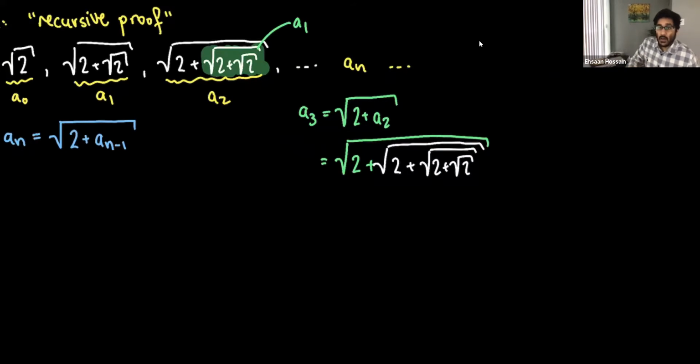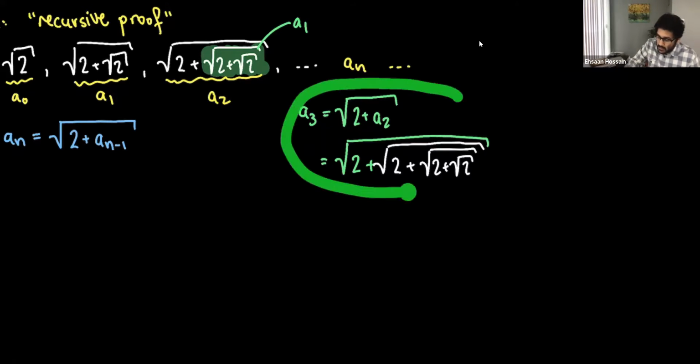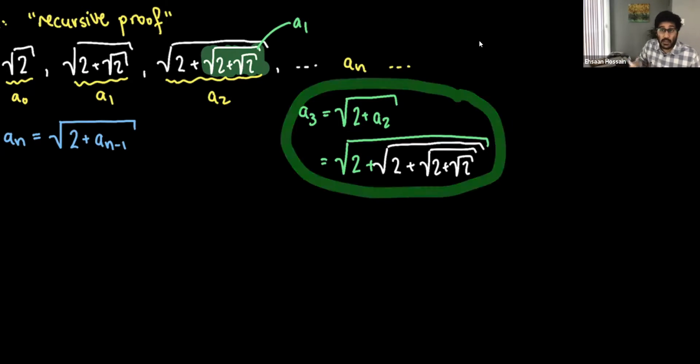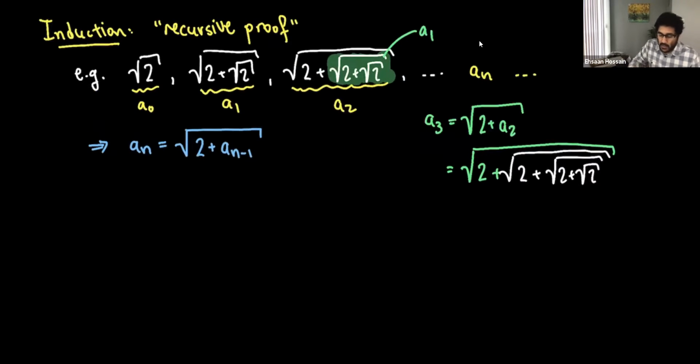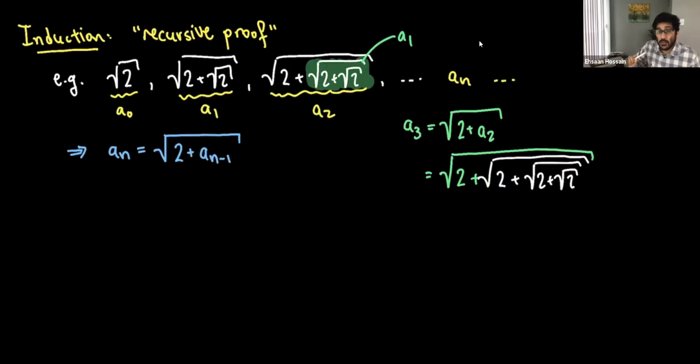See? So this sequence is recursive. Each term of the sequence depends on the previous term. Kind of like Fibonacci, where each term of the sequence depends on the previous two terms. So this, in a sense, is a little bit simpler, except it has square roots in it. Okay, so you might notice something.